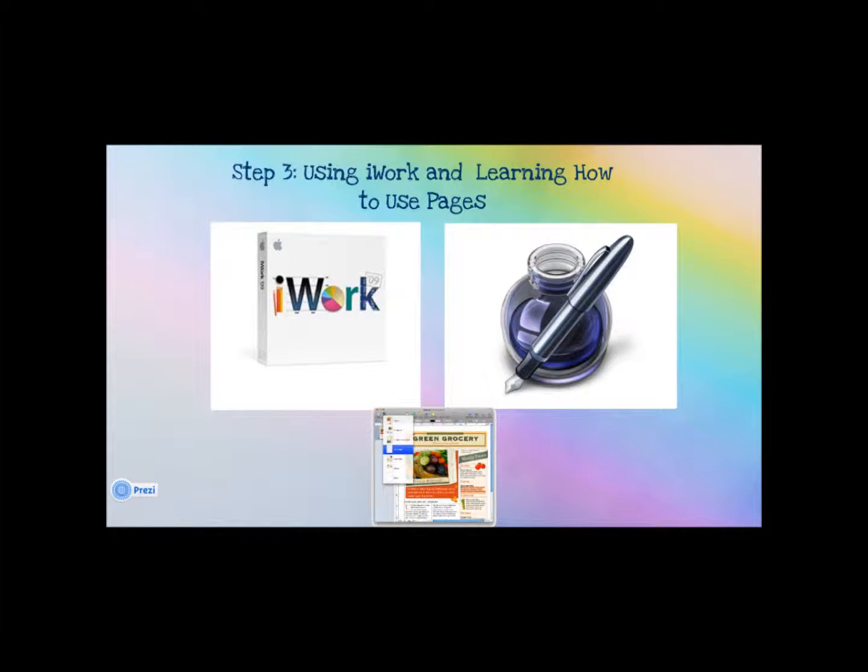Step 3. Using iWorks and learning how to use Pages. At this stage, a class was given on how to use Pages. Pages is a word processor and a page layout tool that helps you create great-looking documents, newsletters, reports, and much more. And for the purposes of this class, it was used to create brochures. For a number of students, this was the first time they would be able to use Pages.